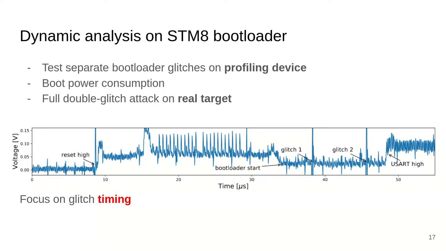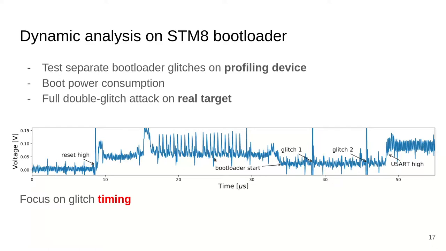First of all, we can do this on a profiling device again, where we either enable the readout protection or the bootloader bytes. In either option, we only need one glitch. And then finally, we do the full double glitch attack on the real target, where we have to focus on the timing, since we already know the voltages and widths from the first step.